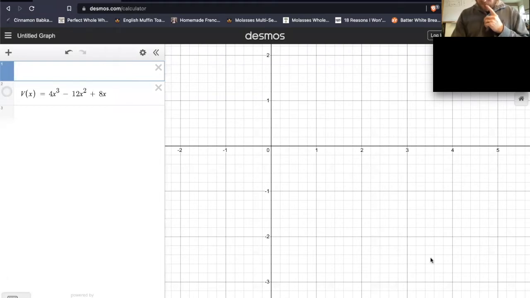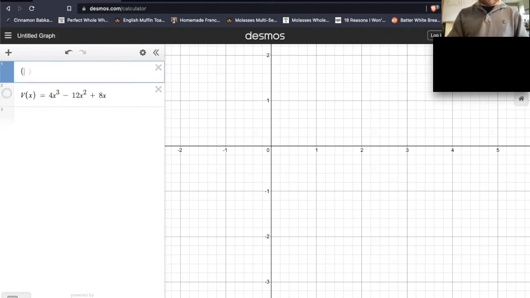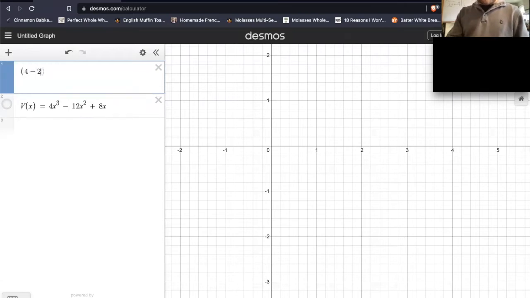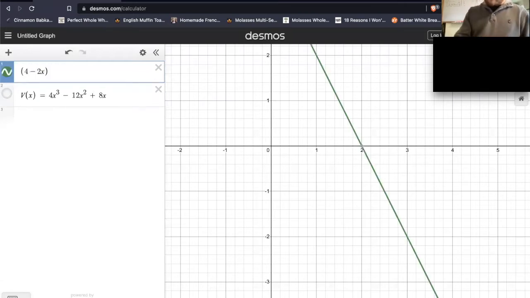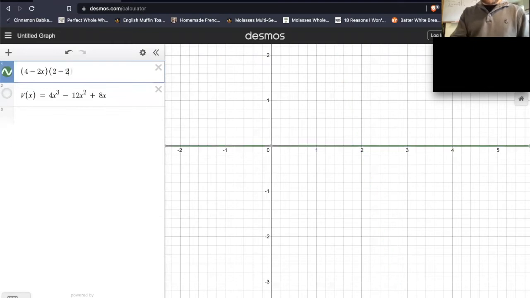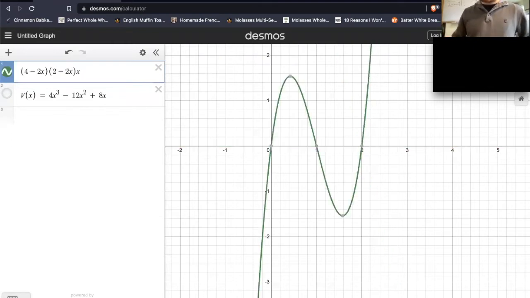Okay, can you see Desmos? Yes. Okay, so we are going to plug in the function v equals (4 minus 2x) times (2 minus 2x) times x. And hey, look at that.